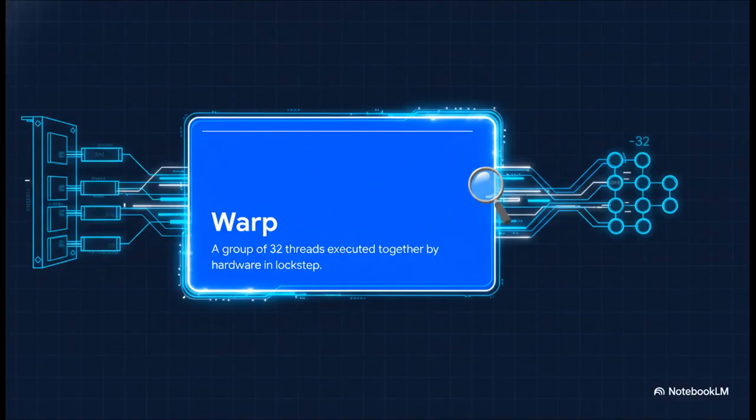So, how do we bridge the gap from a block on an SM down to the actual cores? The secret is the warp. The hardware groups your threads into batches of 32, and that's a warp. This is the fundamental unit of execution. The cores don't just run individual threads on their own schedule. They execute a full warp of 32 threads together in absolute lockstep. Think of it kind of like a 32-person three-legged race. Everyone has to take the exact same step at the exact same time.